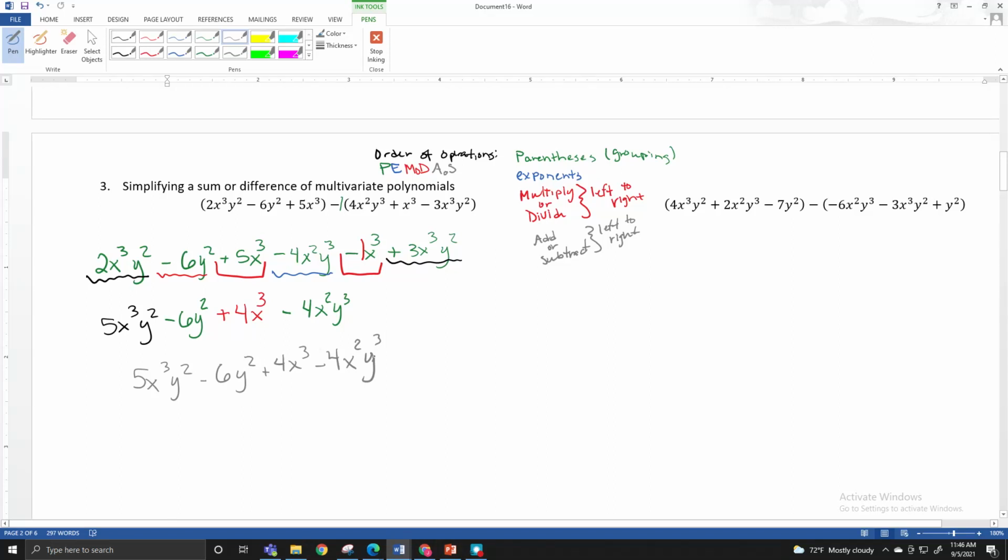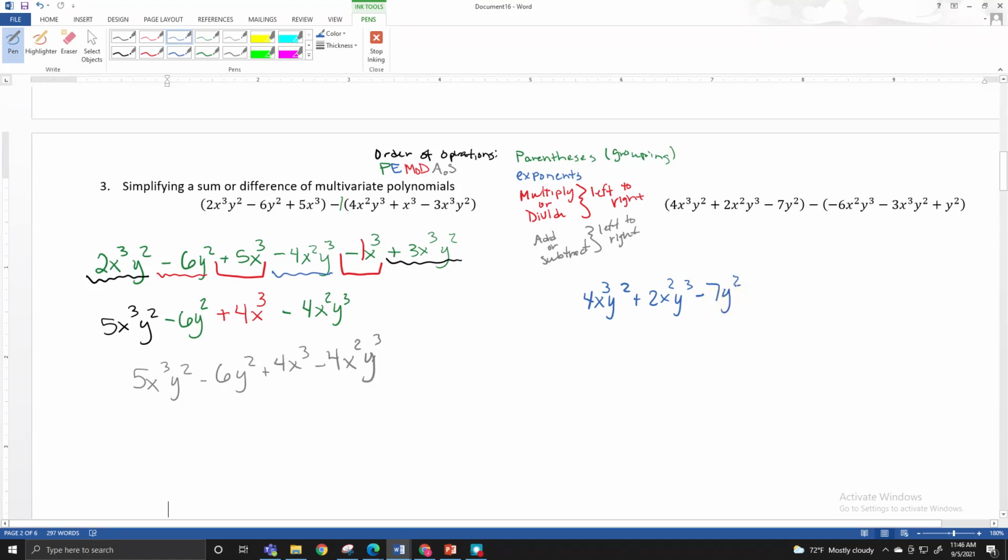All right, so we can look at one more example. And in this case, we have nothing attached to the first parentheses, so we can write it just the way it is. I think I'm going to give myself a little room. I'm going to write it down here. So I have 4x cubed y squared plus 2x squared y cubed minus 7y squared.